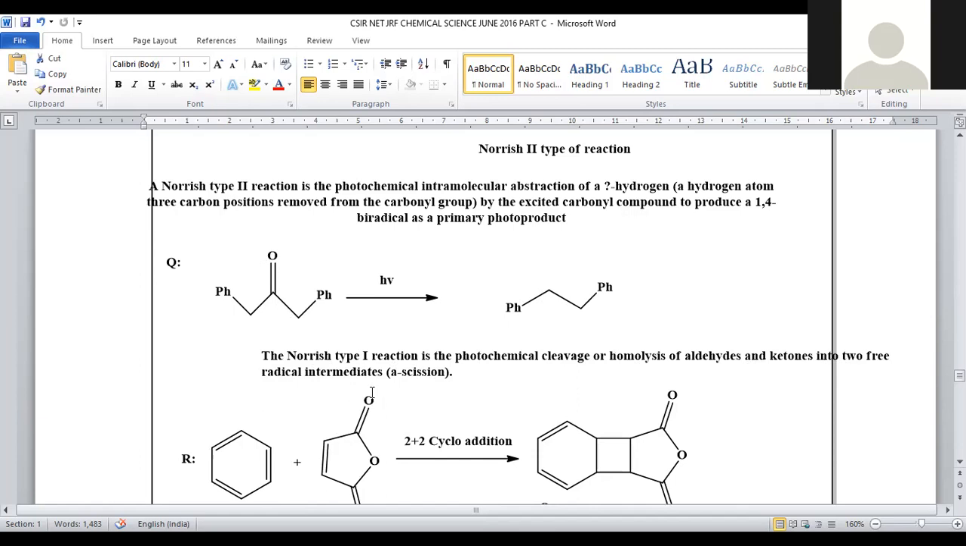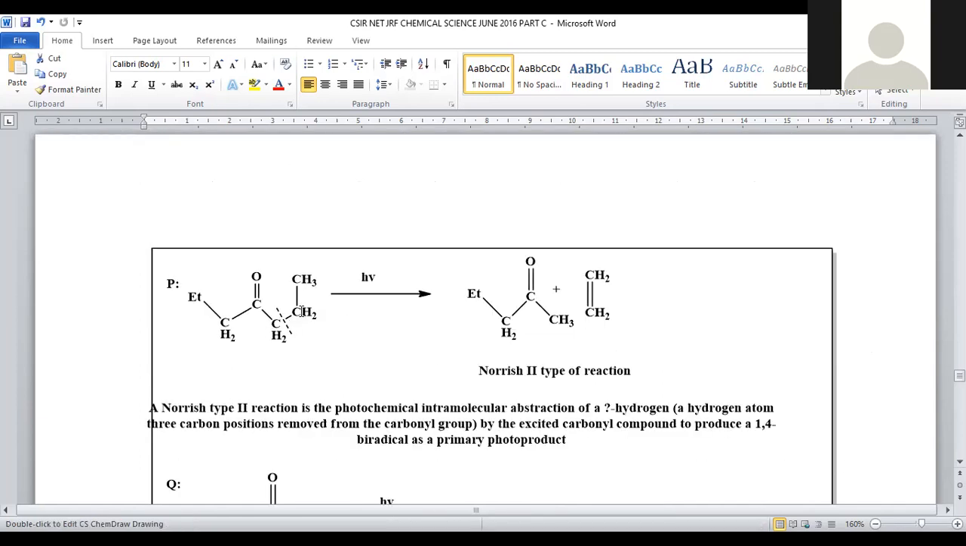Norrish 1 type of reaction is a photochemical cleavage, homolysis of an aldehyde or ketone into two free radical intermediates. Alpha cleavage is possible. Here the alpha bond cleaves, and here a radical, here a radical. These radicals get combined to give the combined product, and there is a byproduct, carbonyl, CO, which will be discarded. So alpha cleavage leads to the Norrish 1 type of product. Alpha-beta bond cleavage leads to formation of the Norrish 2 type of product, and gamma hydrogen abstraction is also possible in case of Norrish 2 type.